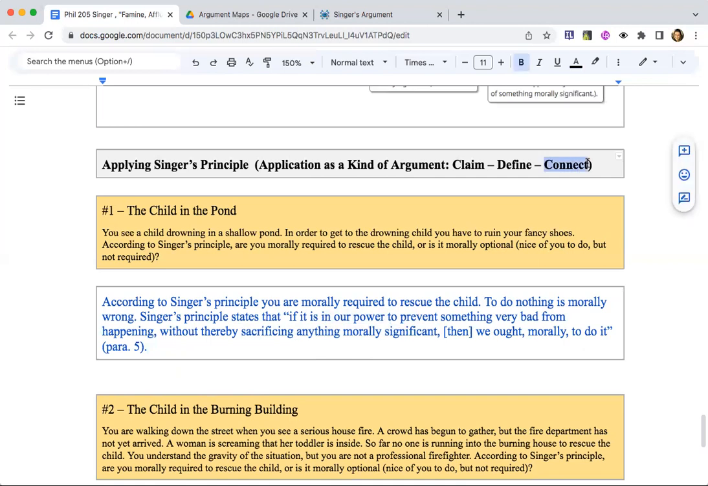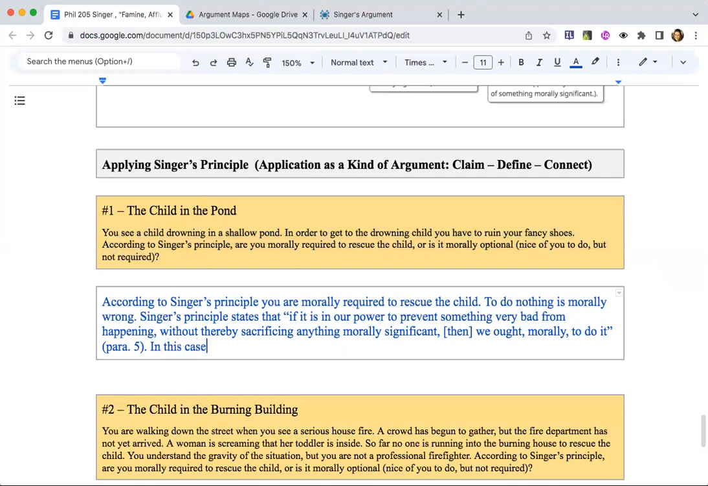In connecting the principle to a case, it highlights that you understand what the most important parts of the principle are. And that is, in this case, that there are 3 criteria that, if they're satisfied, generate a moral obligation. So when you apply it, you need to look at the case and look for those 3 criteria. Are they met?